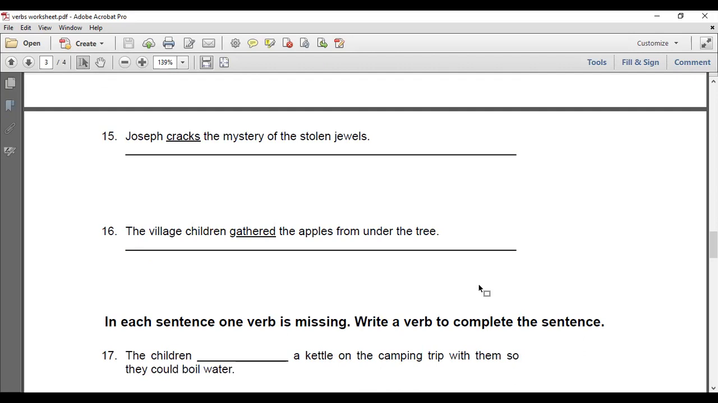Joseph cracks the mystery of the stolen jewels. The village children gathered the apples from under the tree.